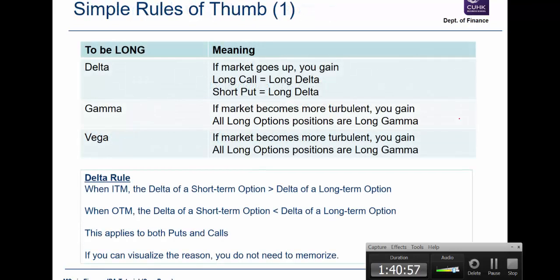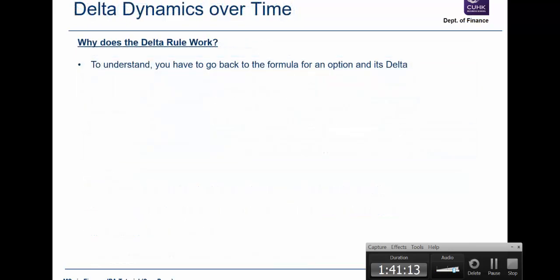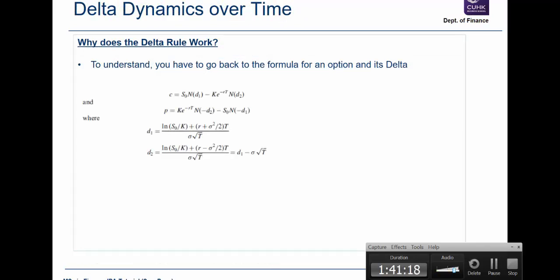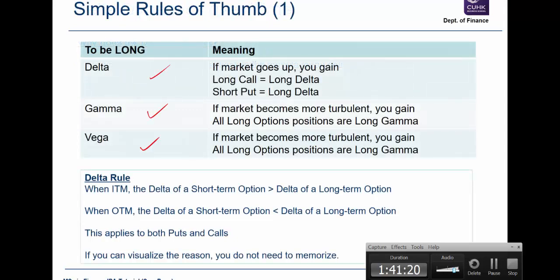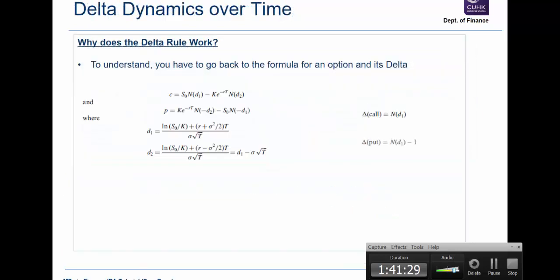Now these are some simple rules of thumb. So again, these slides do not tell you anything new. It's summarizing what we've been discussing. When you are long delta, long gamma, long vega, what does it mean? I have some rules here. When it's in the money, how does the delta of a short-term option compare to a longer-term option?